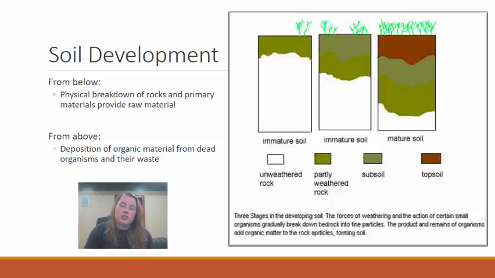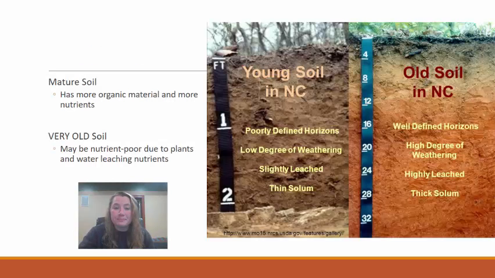From above, soil is created as organic material from dead plants, lichens, and animals starts to decompose and mixes in with that raw parent material. A mature soil has a whole bunch of organic material and nutrients. However, very old soils in places that historically have had a lot of productivity tend to be pretty nutrient poor, because a lot of those nutrients have already been removed and brought up to the plant layer. You can also see better defined soil horizons in older soil compared to younger soil.